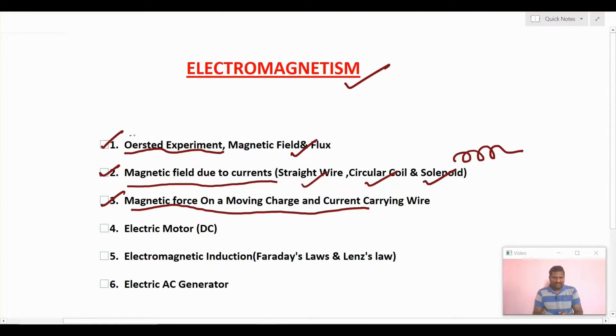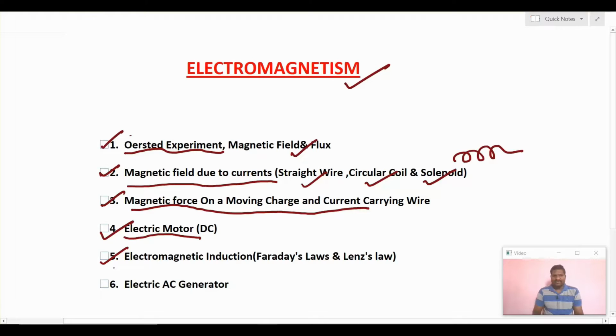We already know that a force will be created, and that force makes the conductor rotate. That means if a conductor carrying current is placed in another magnetic field, it will experience a force. That force helps to rotate that conductor. That is the basic principle of the electric motor. When you give electrical energy, mechanical energy comes out as output. That is the principle of the DC motor, which we discuss as the fourth topic.